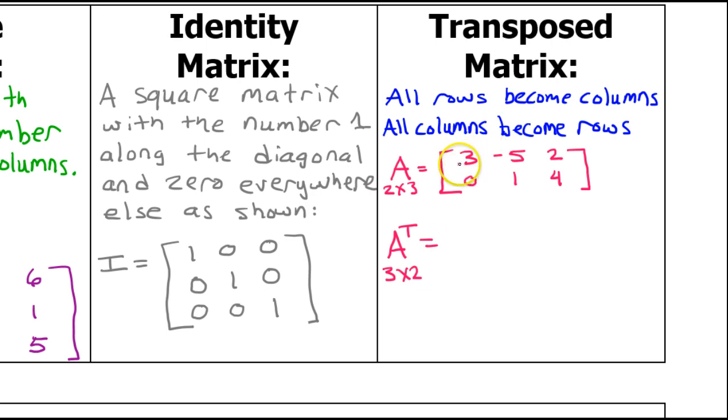Okay, so this row is going to become a column. So I will have a column of 3, negative 5, and 2. This row, the second row, will become the second column instead. So the second column will be 0, 1, and 4. So this would be a transpose. Notice that every column, like 3, 0, has now become a row.